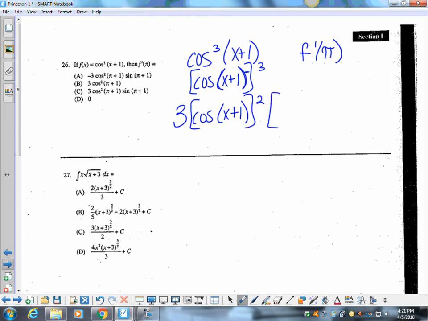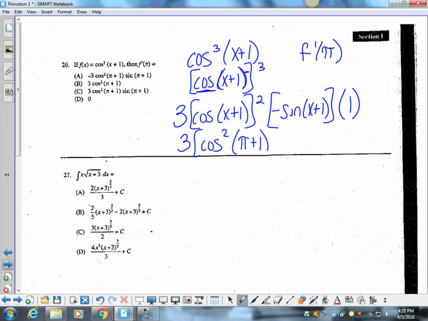Now I'm going to take the derivative of this guy, so that would be negative sine. Leave the pi plus 1 alone. And then I've got to multiply by the derivative of the pi plus 1, which is just a 1. And I want pi, so 3 cosine squared pi plus 1 times, now that negative, I'm just going to kick him out there, sine of pi plus 1. Let's see, negative 3 cosine squared. Yeah, there you go.